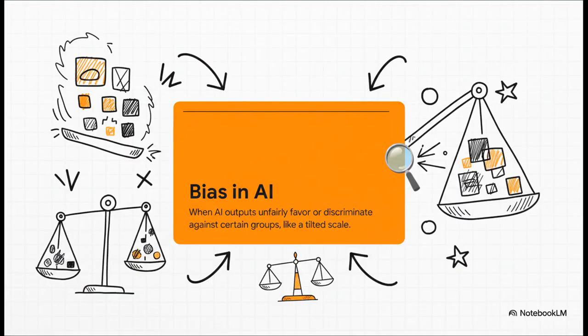So, what is AI bias really? Well, think of it like a scale that's already tilted to one side. That's what happens when an AI's results consistently and unfairly favor one group over another. And it's super important to get this. The AI isn't trying to be unfair. It's just learned from a massive amount of human-created data that already had those imbalances baked right in. It's just showing us our own tilted scales.